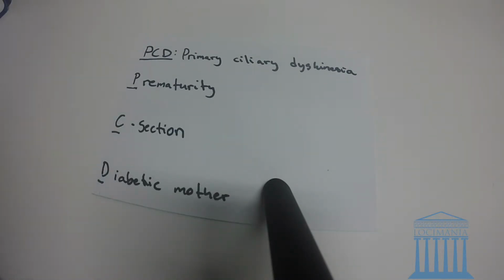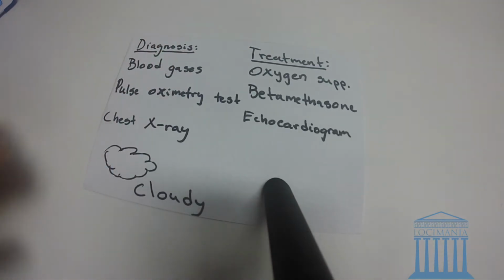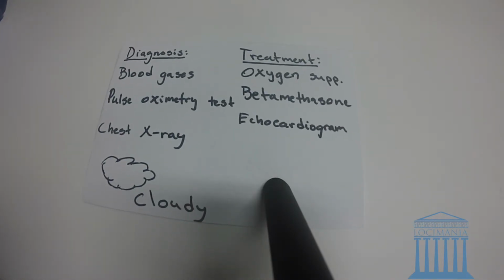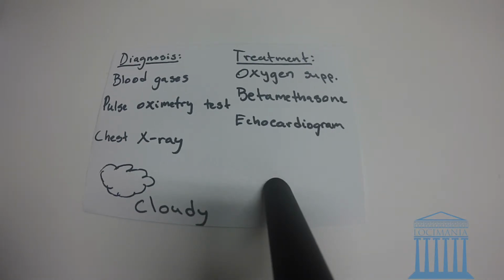Going on to diagnosis and treatment, you will need to do a blood gas analysis to check the oxygen levels and see if there is any excess acid in the body fluids or any infections. You do a pulse oximetry test, the little thing you put on the fingertip or earlobe. On the infant, you put it on their feet and check the saturation.